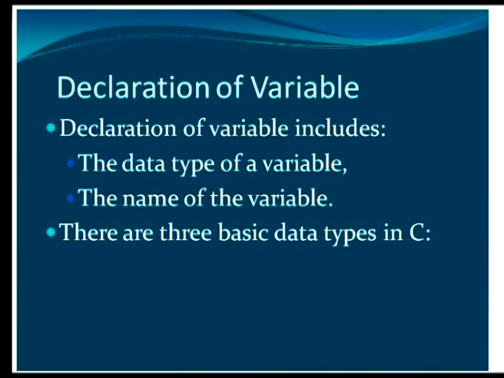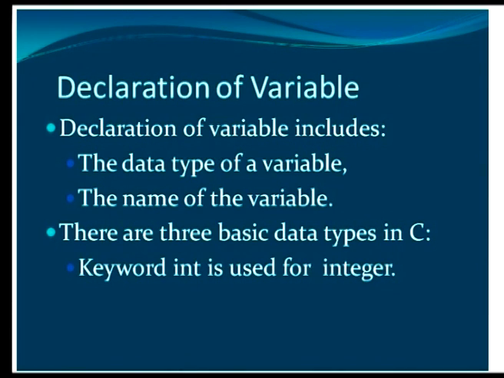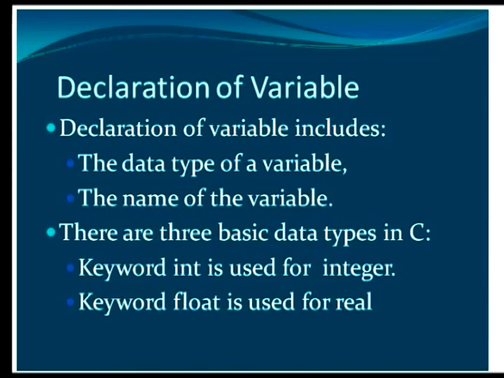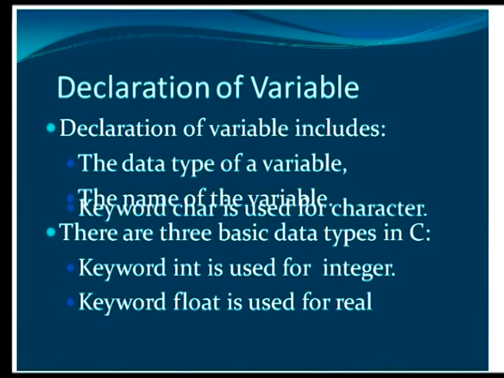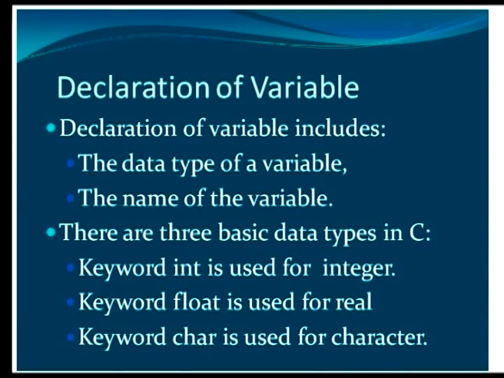There are 3 basic data types in language C. Keyword int is used for integer. Keyword float is used for real data type or float data type. Keyword char is used for character data type.